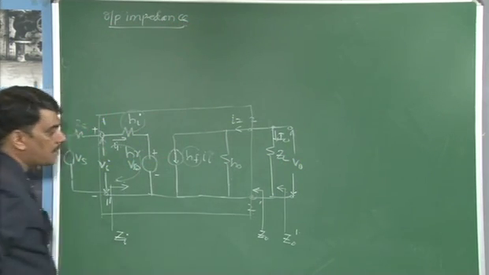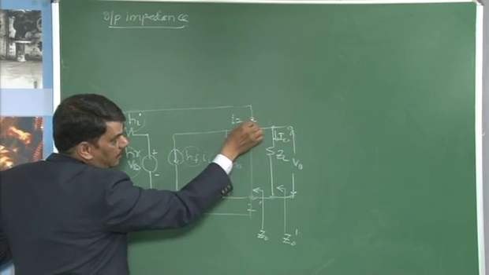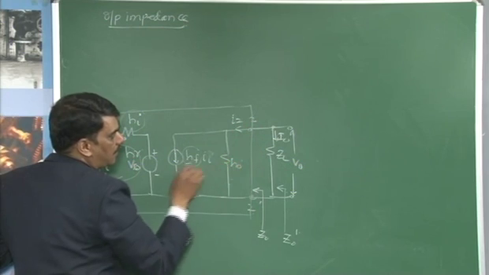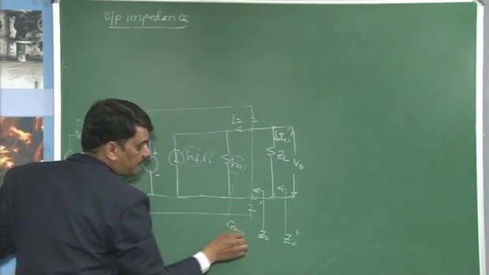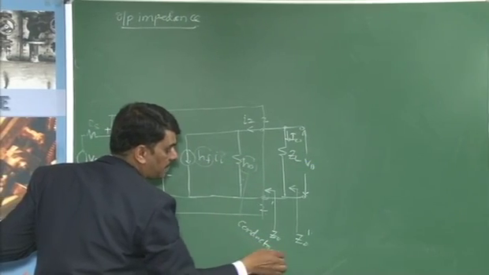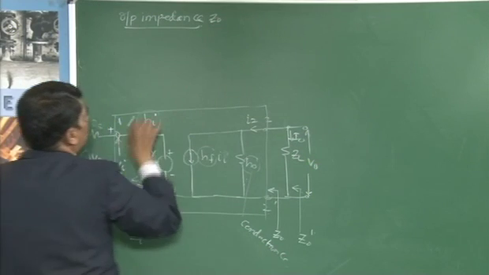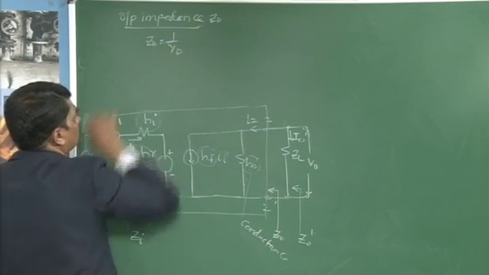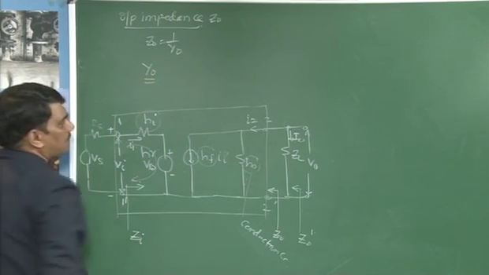Output impedance. Because we need to determine the output impedance, we are looking into the terminals 2, 2 dash. Looking into 2 and 2 dash, these two are in parallel. Therefore, ho is nothing but the output conductance of a transistor. Hence, we need to determine the output impedance Z0. This can be defined as 1 by Y0, which means we need to determine the output admittance Y0.